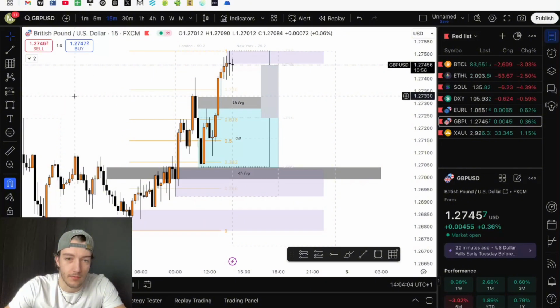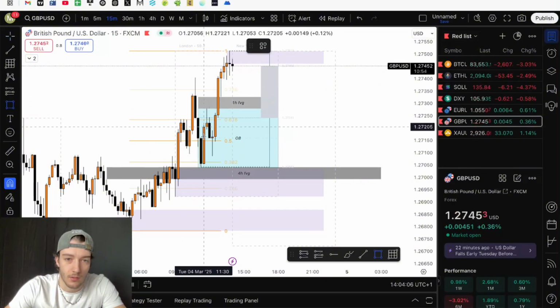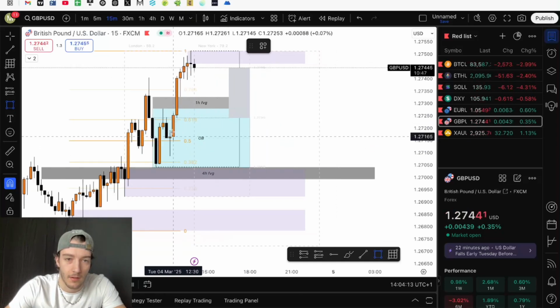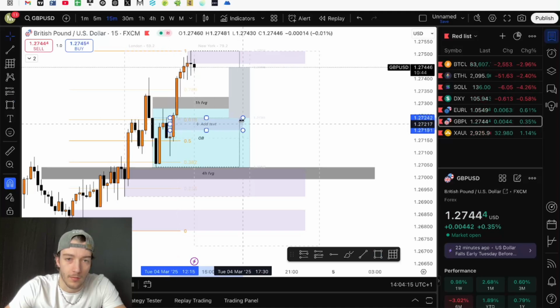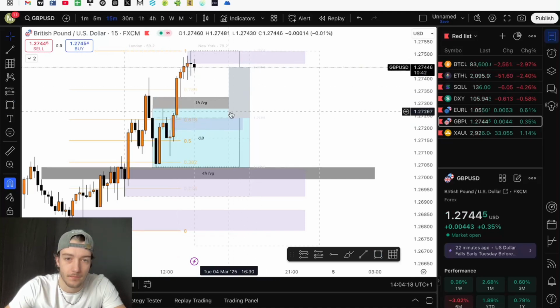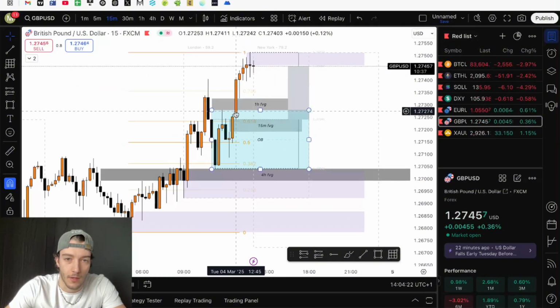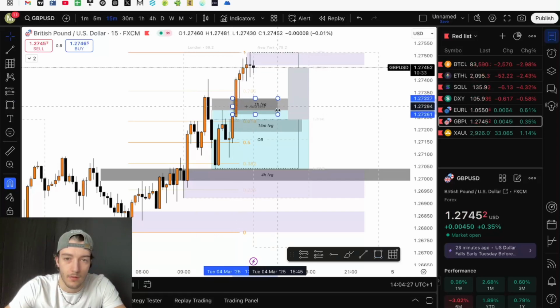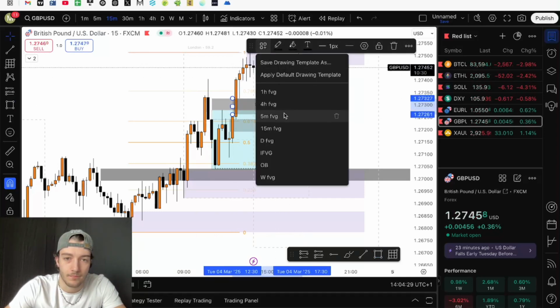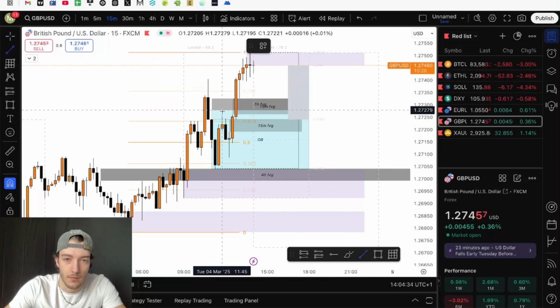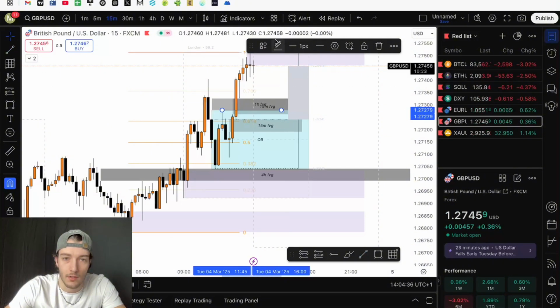I'm also gonna mark out these 50-minute fair gaps here. We already had one here that we kind of inversed, but then respected, moved higher, forming another 50-minute fair gap here. We have another one at the same level of this 1 hour fair gap here. And there is a small breaker here that I would like to mark out.